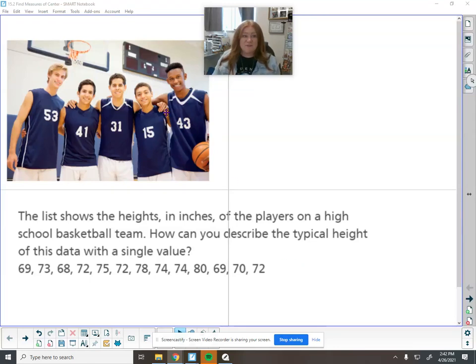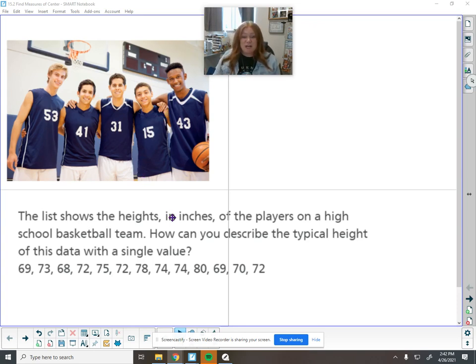This video is for 15.2. So we are going to be finding different measures of center. We've talked about one in our last lesson, finding that fair share where we took them and split them up. We're going to call that a different name today. And we're going to talk about a couple other ways that we can identify the center of our data, and they can tell us different things about our data.